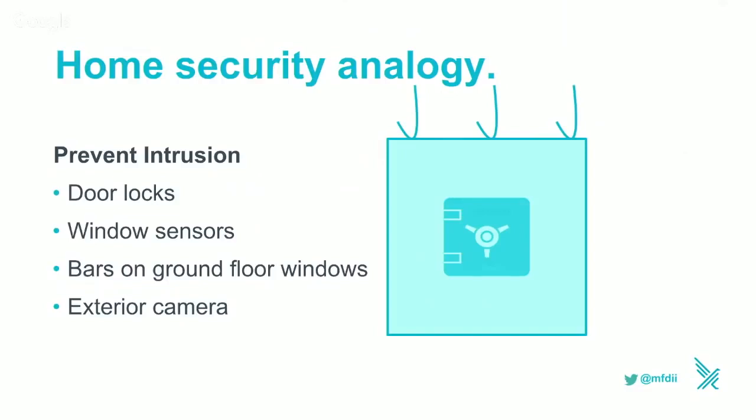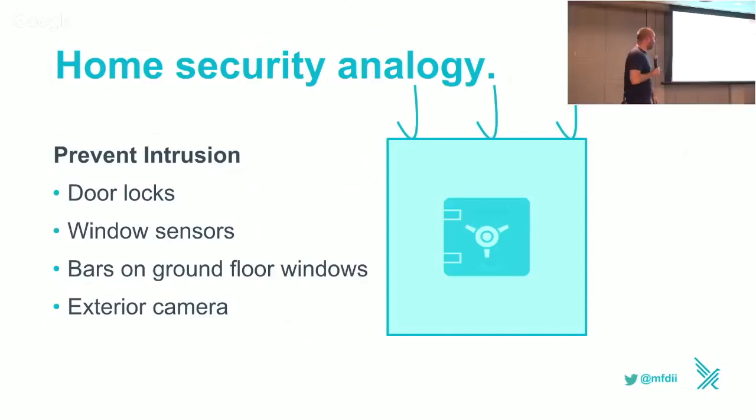So let me give you a comparison of how Falco works so that you can understand. In the world of home security, we have things that prevent people from getting into the system. So we have door locks, window sensors, bars on the ground floor windows, although I haven't seen bars in my time that I've visited Tokyo. I haven't seen bars on windows very often. In the US, in major cities, that's pretty common. Or exterior cameras, and I have seen exterior cameras.